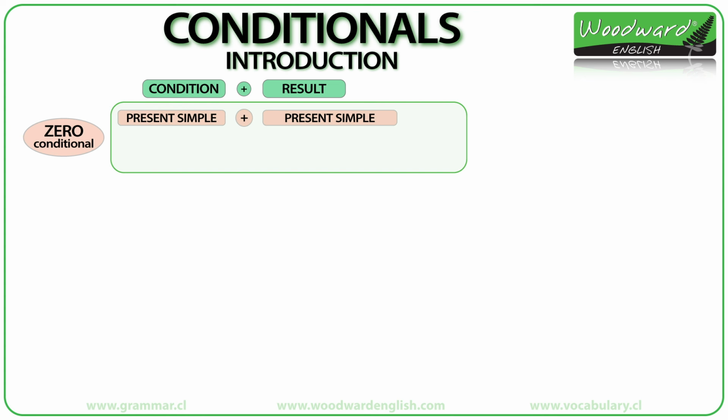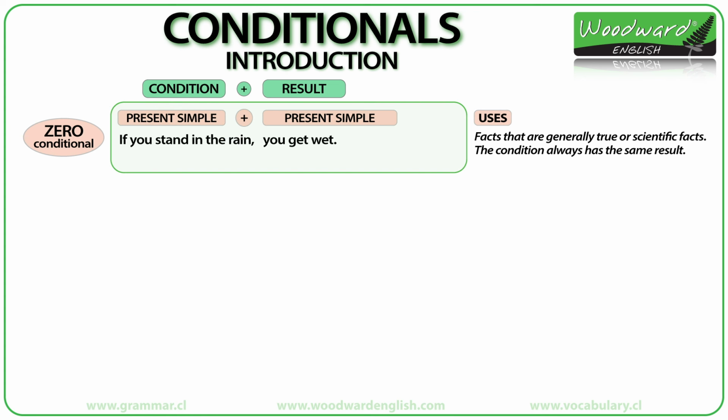The zero conditional. This involves the present simple plus the present simple. This is used for facts that are generally true or scientific facts. The condition always has the same result. For example, if you stand in the rain, you get wet. This is generally true. If you heat ice, it melts. This is a fact.